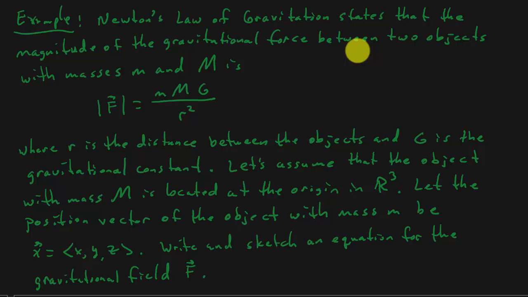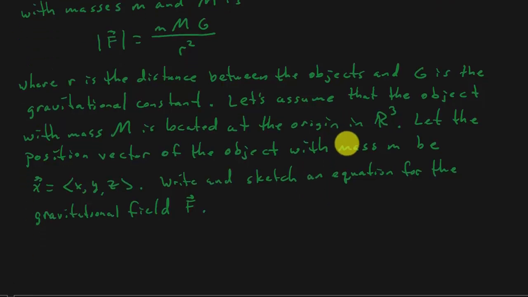All right, so let's look at this one. It says Newton's law of gravitation states that the magnitude of the gravitational force between two objects with masses little m and big M is the magnitude of F is equal to little m times big M times G over r squared, where r is the distance between the objects and G is the gravitational constant. Let's assume that the object with mass m is located at the origin in R3. Let the position vector of the object with mass little m be vector x is xyz. Write and sketch an equation for the gravitational field F.